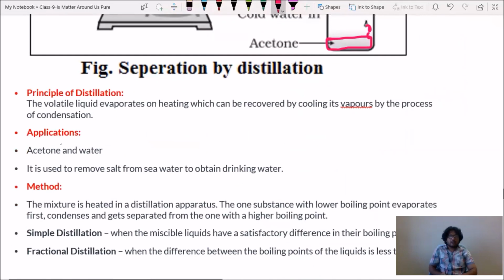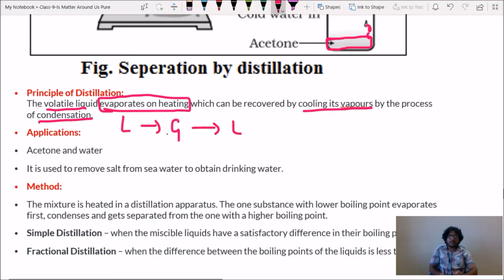Principles, how it works. The volatile liquid evaporates on heating. That is the principle behind this distillation process, which can be recovered by cooling its vapor by the process of condensation. By using a condenser, they will do condensation. So first liquids can be converted into gases, again gases can be converted into liquids. Liquids can be converted into gases by heating and gases can be converted to liquids by cooling.